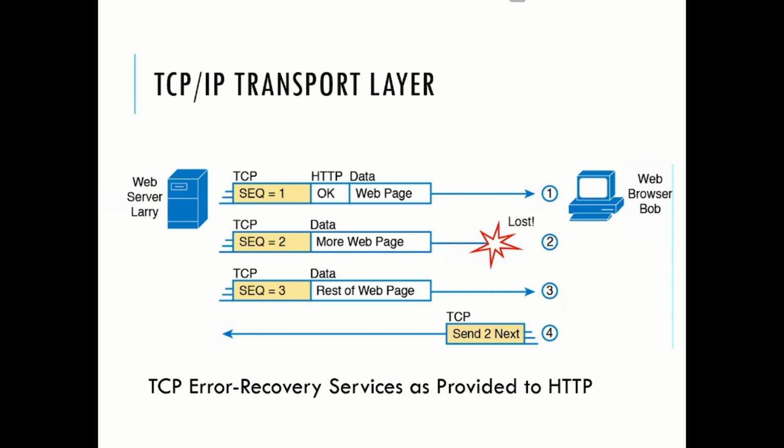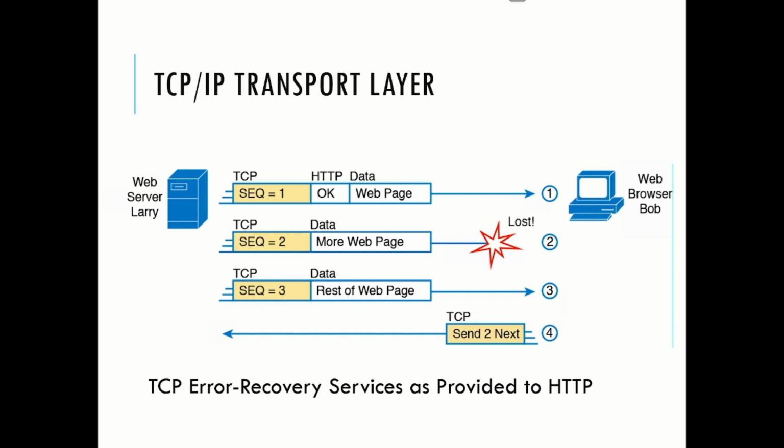What happens when you transfer a file from a web server to a web client? Let's look at this diagram. Web server Larry is sending three segments, we call them segments because it's the transport layer, to the web browser, numbered sequence number 1, sequence number 2, and sequence number 3. On the receiving side, Bob is using the web browser. He received the first segment and didn't receive the second one. As you can see in the diagram, it's lost, and then he receives the third one.